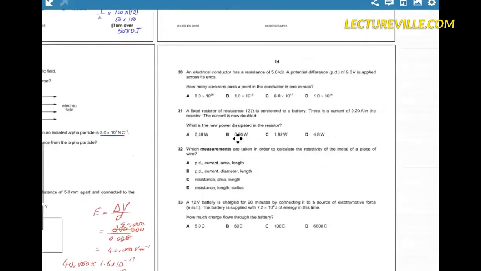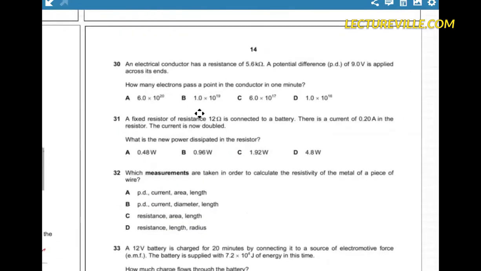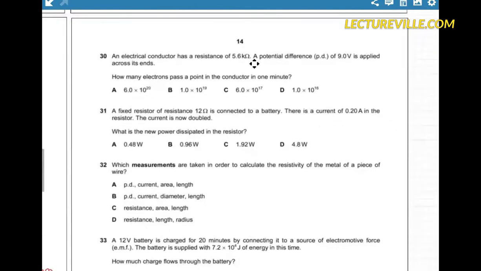Now, an electric conductor has a resistance of this kilo ohm. The potential difference of this many volt is applied across the ends. How many electrons pass a point in the conductor in 1 minute? First, we can use these values to find current, and then we can multiply that current with time to find charge, and then divide it with elementary charge, which is charge on electron, to find the number of electrons.